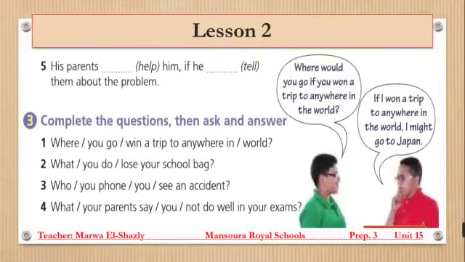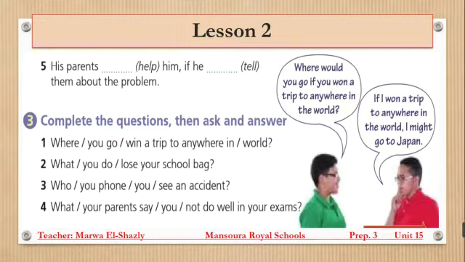We are still in lesson 2. Complete the question, then ask the answer. Notice here, to form a question, we should do inversion. Like, you would go becomes would you go? Would you go? Okay, so let's read the example here. Where would you go?